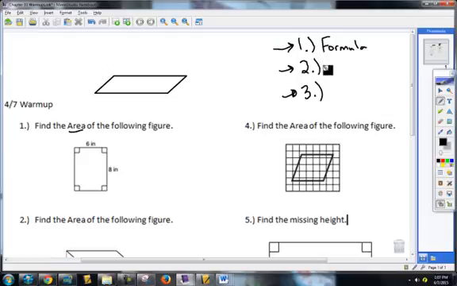The second point is going to be the answer. So whatever you find the area to be, or if you're given the area, what the base or the height is. Okay? And the third point is going to be your units. Because remember, when we're talking about area, we always have to have units squared. Inches squared, feet squared. Very important.